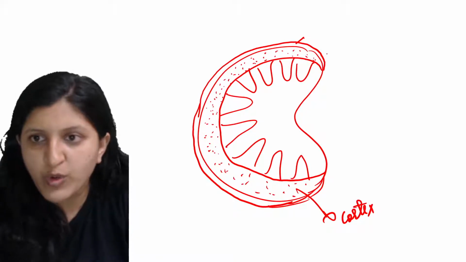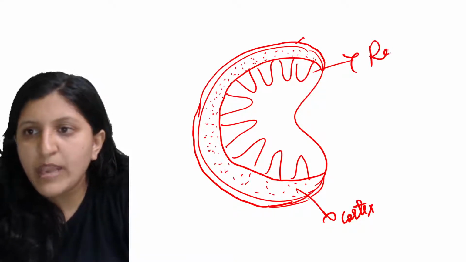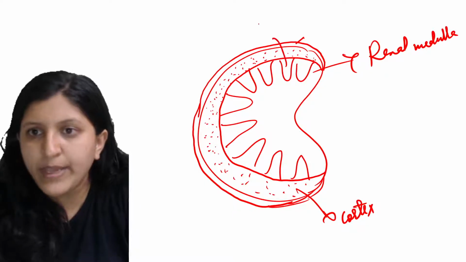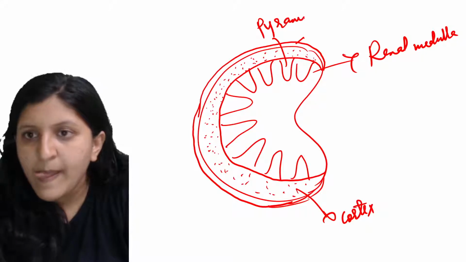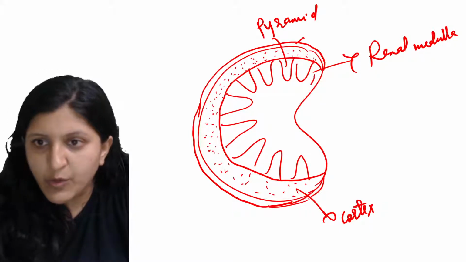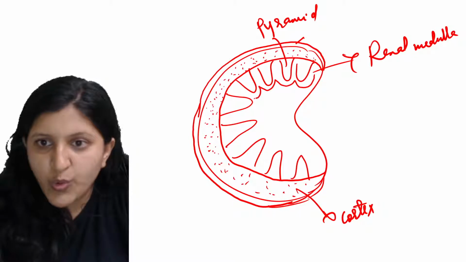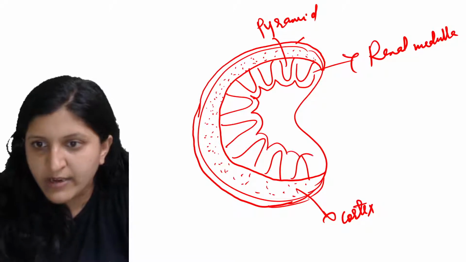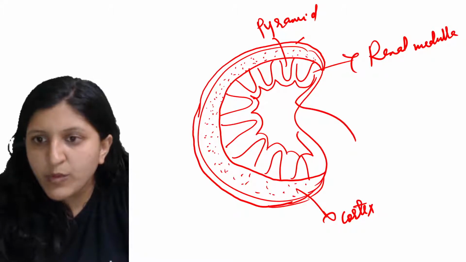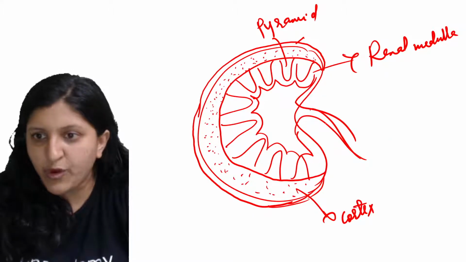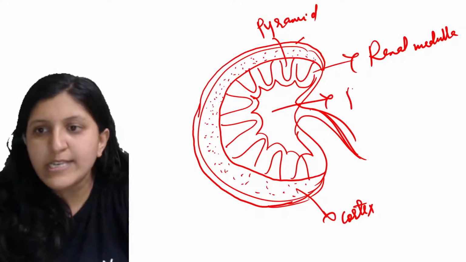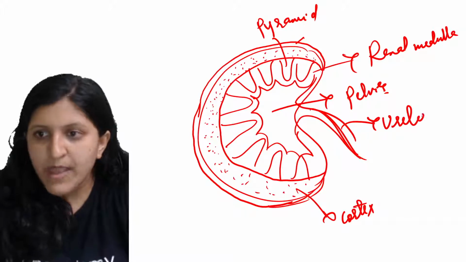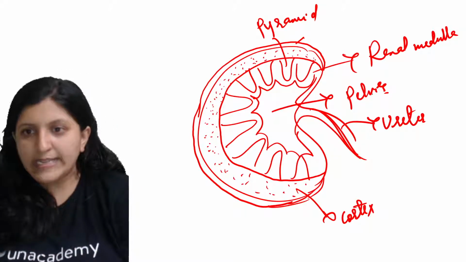So this whole part, what is that? This is the renal medulla part. And this one is a pyramid, that is a renal pyramid. You have to show the pelvis there. Pelvis you can just show like this, from each one of these the major calyces and minor calyces. All of them form the ureter. So this region is the renal pelvis. And this is the ureter. So if you have drawn this, that is more than sufficient.